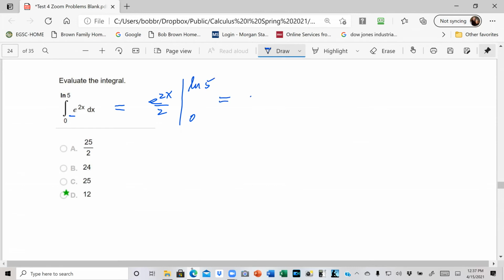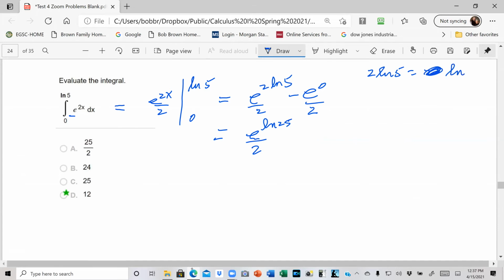And you get e to the 2 ln of 5 divided by 2 minus e to the 0 over 2. And this is equal to e to the ln of 25 divided by 2. Notice that 2 ln of 5 equals ln of 5 squared, which equals ln of 25.